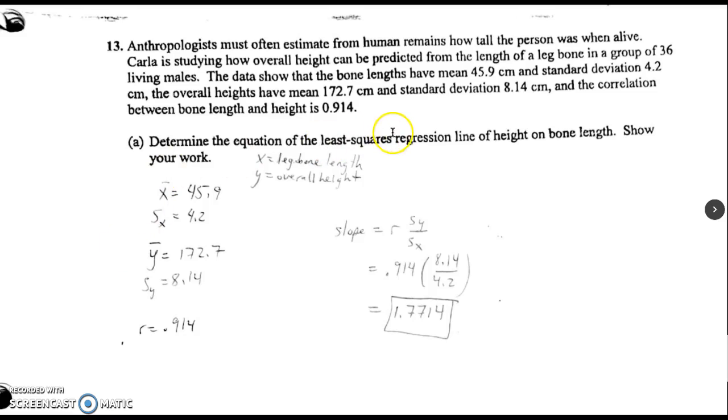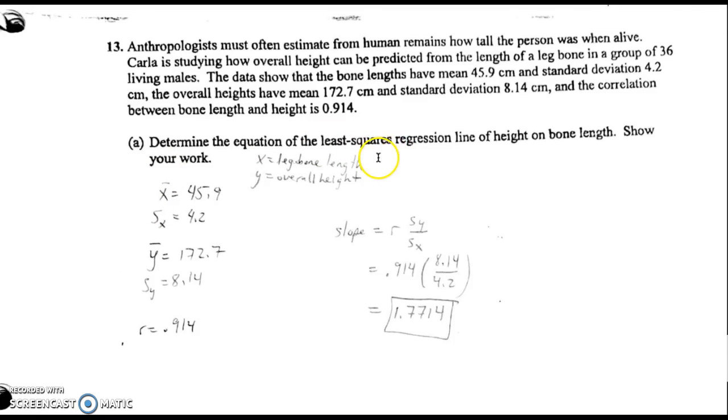So in order to get the least squares regression line, we need to calculate the slope of the line and the y-intercept. So the slope is the correlation times sy over sx. The correlation was 0.914. The standard deviation of y is 8.14. Standard deviation of x is 4.2. If you type that in your calculator, you are going to get 1.7714. That's the slope of your line.